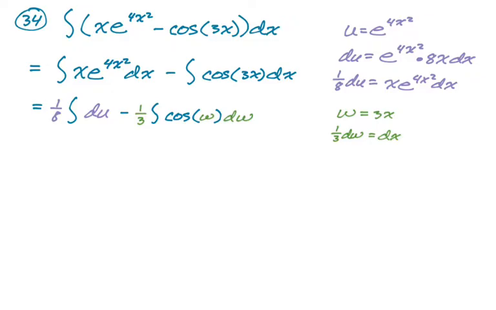The integral of 1/8 du is 1/8 u. So it's really important that you keep track of the variables here. The integral of du is u. The integral of dw would just be w, but we're not integrating that. We're integrating cosine of w.